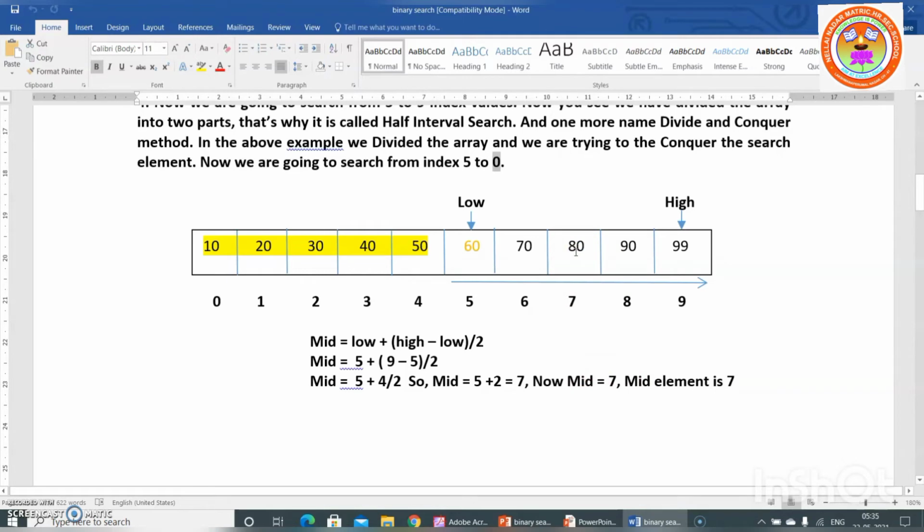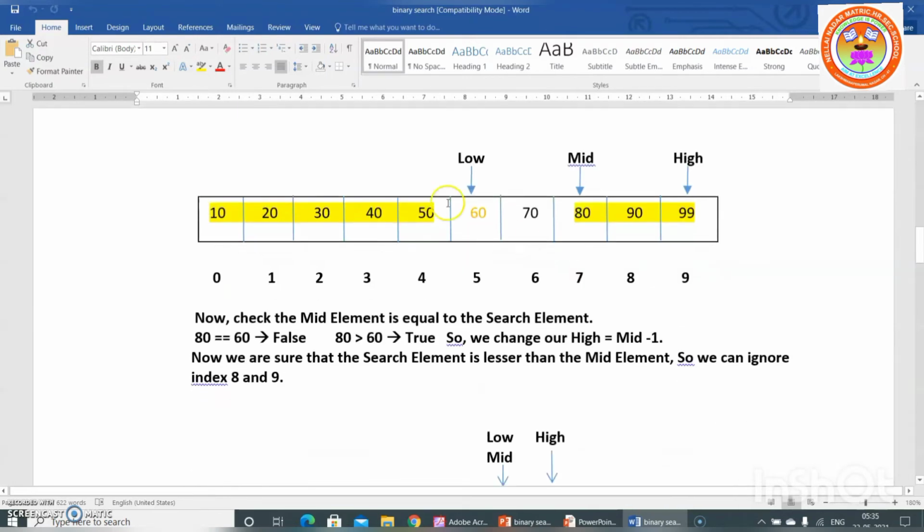Understood? Okay, right. Now we got the mid element. Fine. Mid element value is 80. Again we are going to compare. Now check whether the mid element is equal to the search element. If the mid element is equal to the search element, our process is over. But see here, 80 is equal to 60? No, false. 80 is greater than 60? Yes, true. Right? Now the formula is high is equal to mid minus 1.